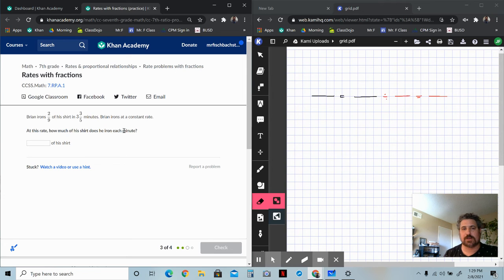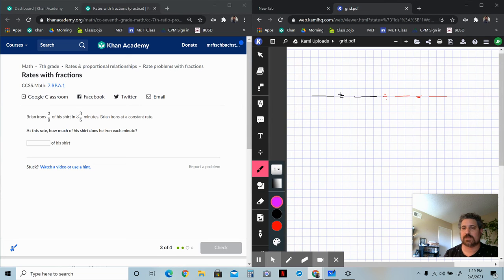So because the minutes are on bottom, it says each minute. That means it's per minute. That means we know that the minutes is going to be the bottom category. So you're going to write minutes on the bottom, and we're going to have the portion of a shirt on top. So it's shirt per minute, basically. Portion of a shirt for every minute. And this is how quickly he irons.